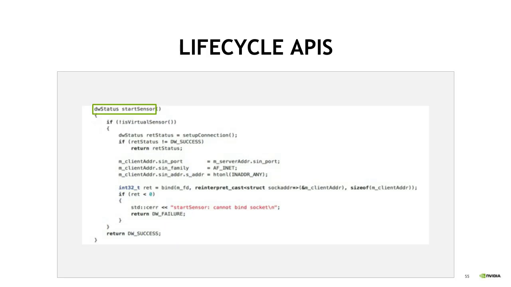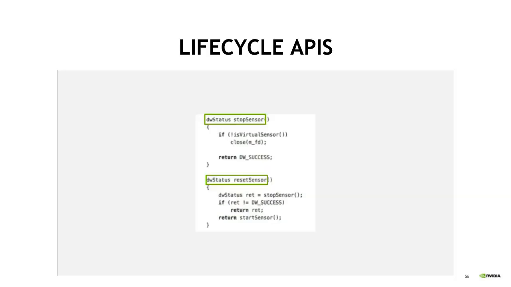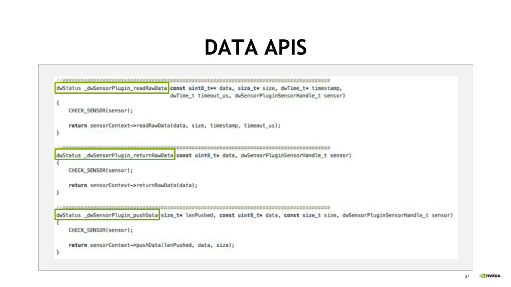The stop implementation should perform the opposite functionality of start. In our case, this results in us tearing down the socket connection with the device. Reset functions similarly and results in us tearing down and bringing up the communication channel with the Cepton device. Now, we jump into the data APIs implementation: read raw data, return raw data, and push data.